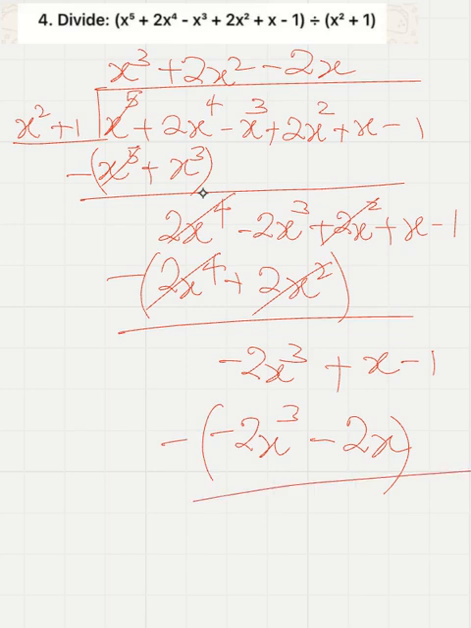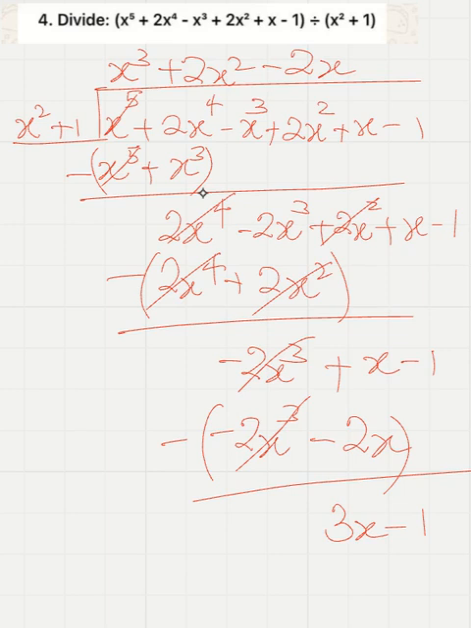When we subtract, we have minus 2x cubed minus minus, which is plus, so minus 2x cubed plus 2x cubed gets 0. And since these are like terms, we can add them up. X minus minus, which is plus, so x plus 2x is going to give us 3x. And then we bring the minus 1 down. At this point, 3x is a lesser term compared to x squared, because x squared has a higher power of x than 3x, which means we cannot perform further division. And here is going to be our remainder.